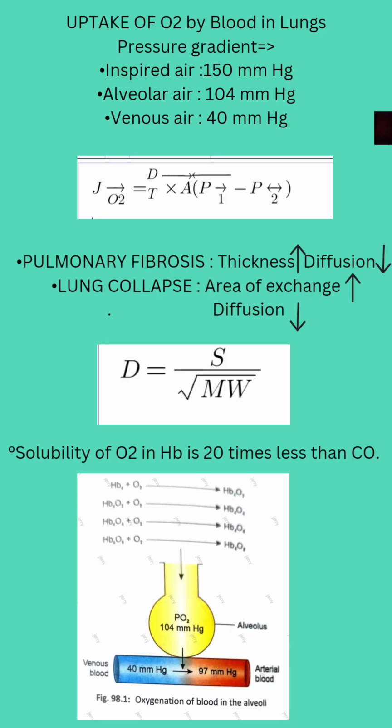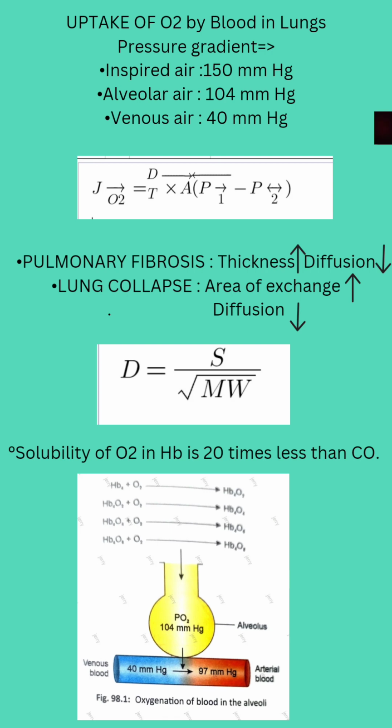So the transport of oxygen in the body occurs in three steps. Number 1, uptake of oxygen by blood in the lungs. The lungs are primarily responsible for taking in the air, and from this air, the oxygen goes from the lungs to the blood. So, uptake of oxygen by blood in the lungs. How does this happen?